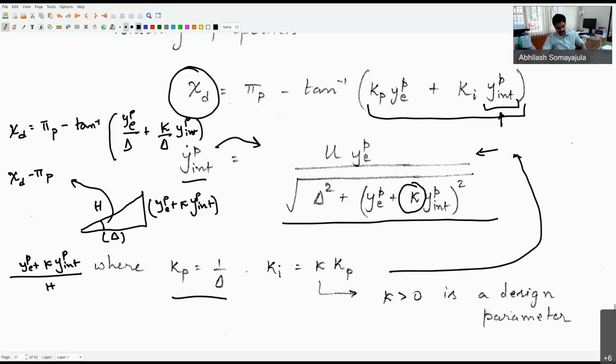I think the math is not wrong. Maybe the understanding needs a little improvement. We'll discuss this tomorrow.